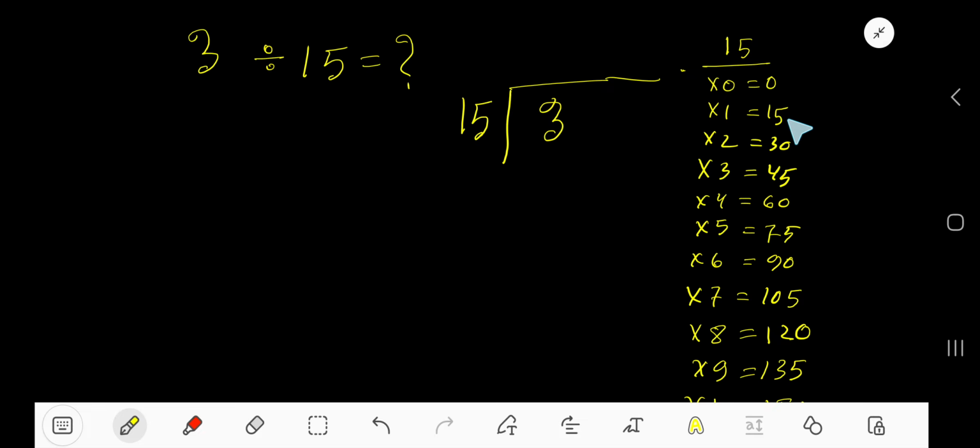0 plus 15, 15. 15 plus 15, 30. 30 plus 15, 45. 45 plus 15, 60. 60 plus 15, 75. 75 plus 15, 90.